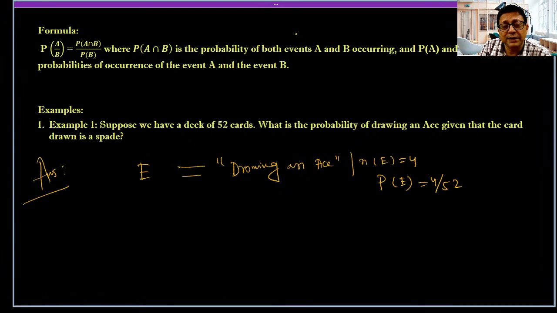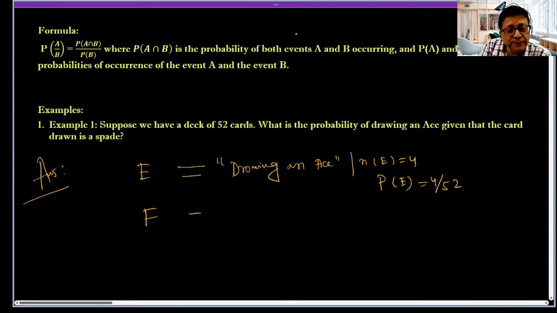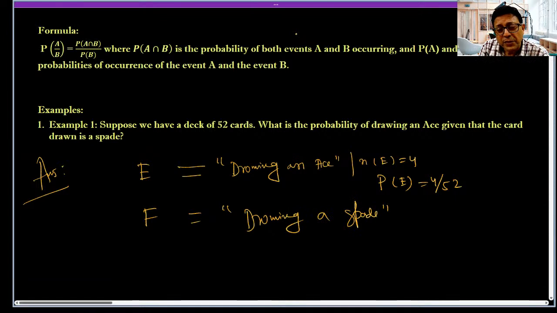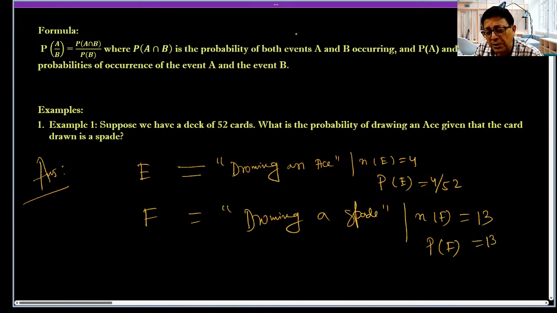The card drawn is a spade. This is the event F. F stands for what? Drawing a spade. How many cases will be there in F? Spades are 13. So this will be 13, and the probability of F is 13 by 52.